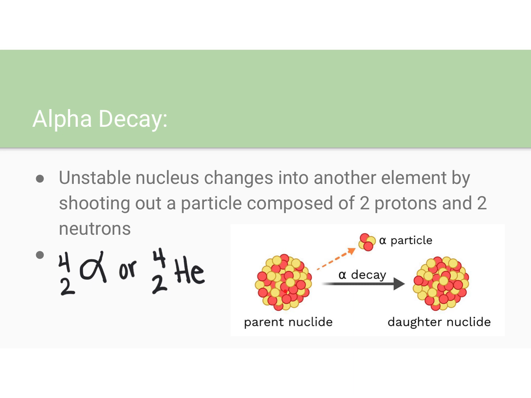All right, so then take a look at our picture. Here we have this parent nucleus. When it undergoes alpha decay, it loses this alpha particle, or 2 protons and 2 neutrons. So then it changes into a new element. We would call this the daughter nucleus.